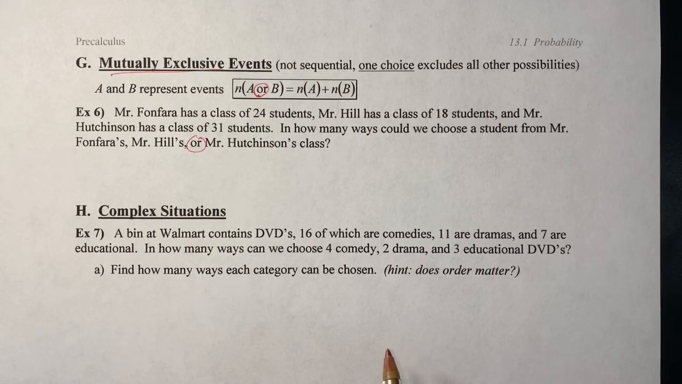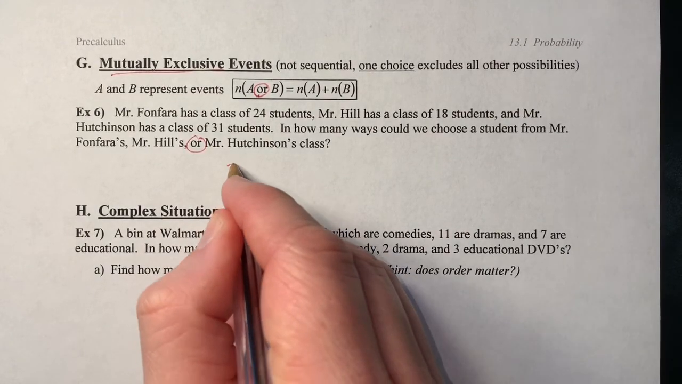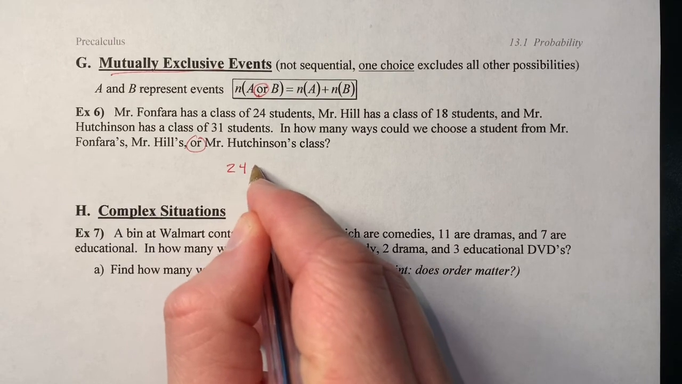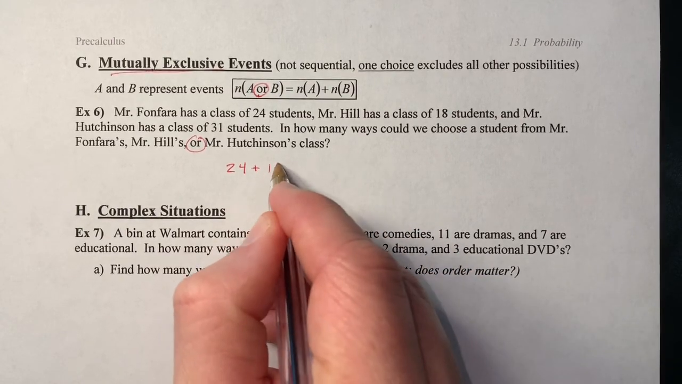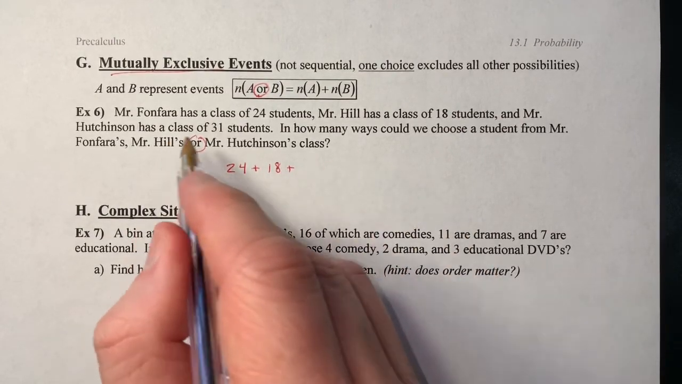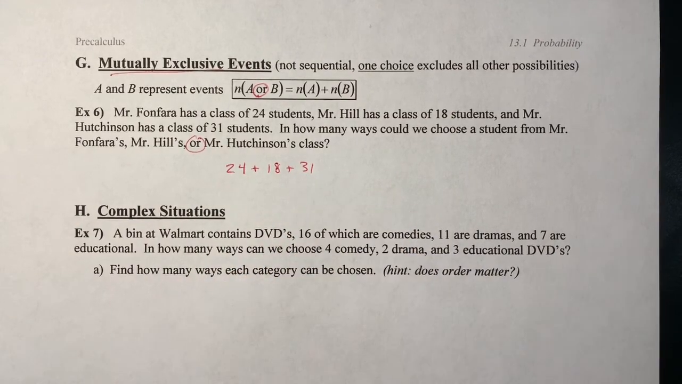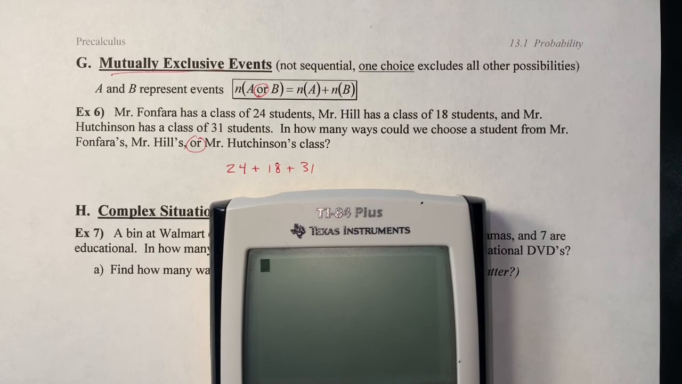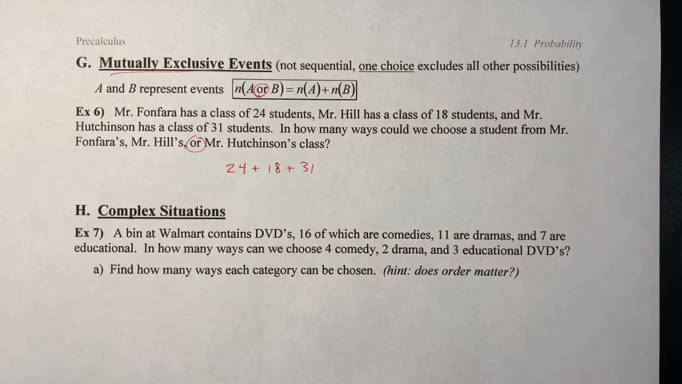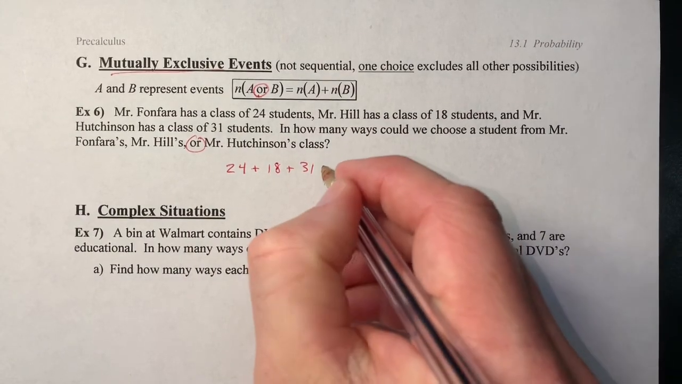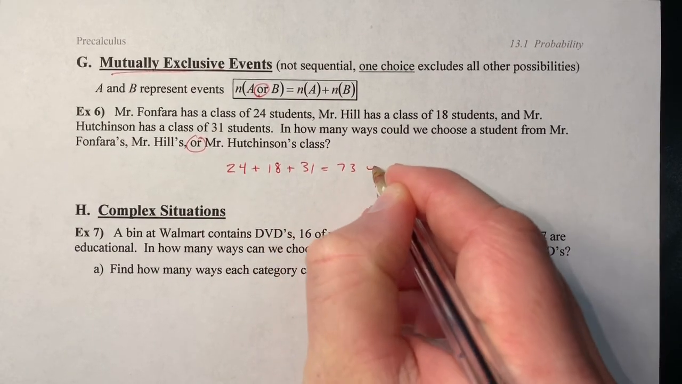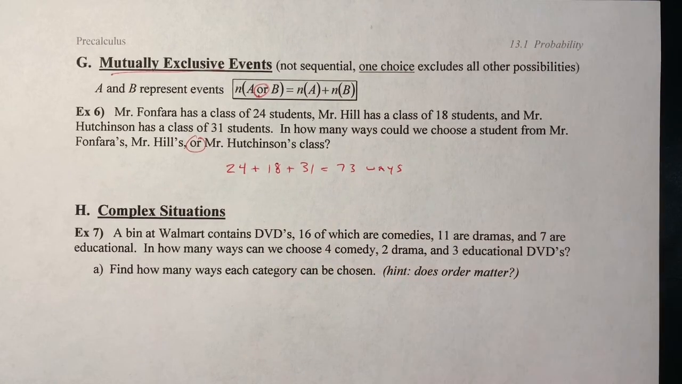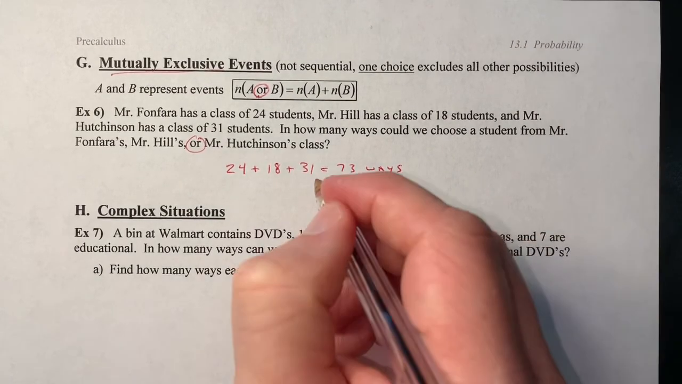This is mutually exclusive. Mr. Fonfera has 24 plus Mr. Hill's 18 plus Mr. Hutchinson's 31 students. So we're going to add up those numbers. 24 plus 18 plus 31 is 73. So there are 73 ways to choose one student from one of those classes.